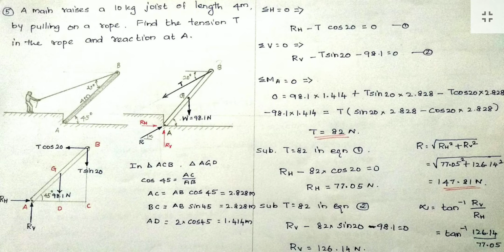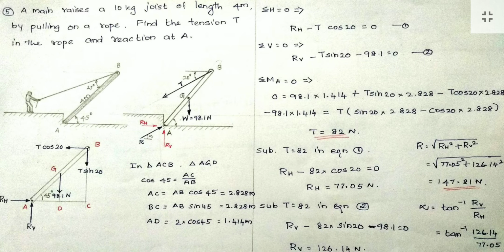So here, first of all, we have to find the angle and the distance. Distance AC, BC and AD we need. For that I use the triangle ACB and also another triangle AGD. While I am taking cos theta, cos 45 is adjacent by hypotenuse. Hypotenuse is the length of the joist, given as 4 meter. So with the help of cos theta I find the value of AC, and with the help of sin theta I find the value of BC.